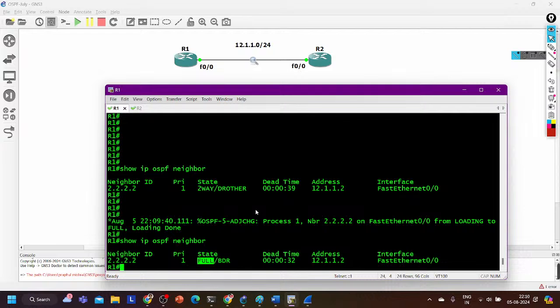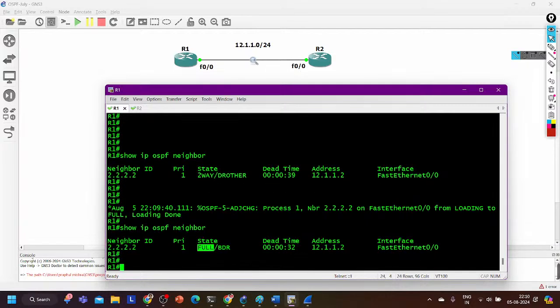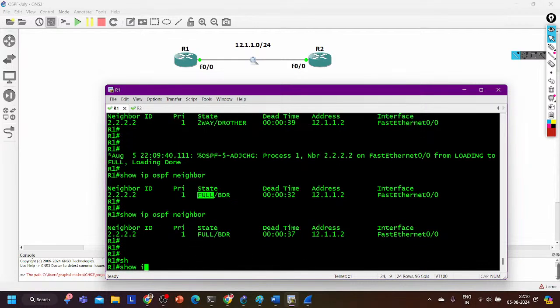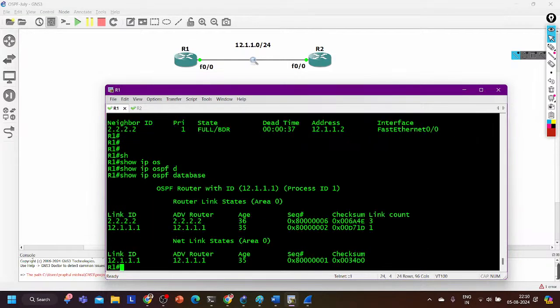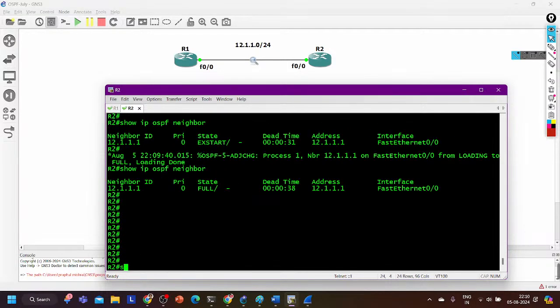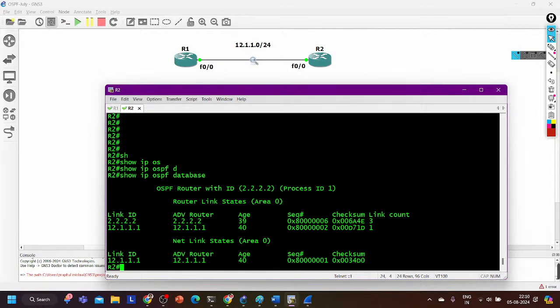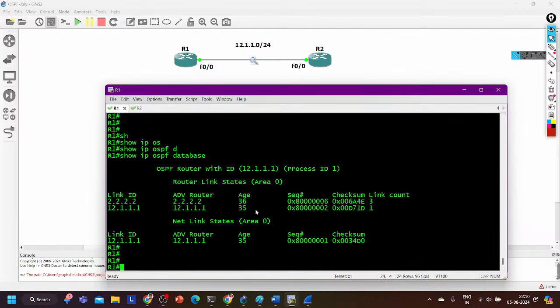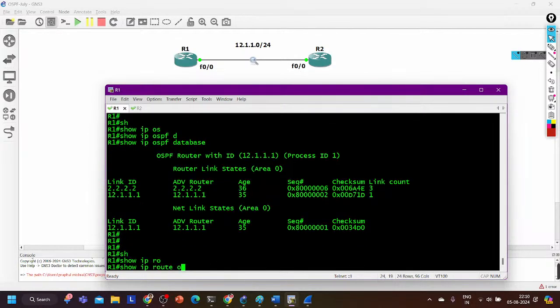On both routers, what network type should you configure? Point to point. As I told you, if two routers are directly connected with each other, the network type should be point to point. So in this scenario, both routers have neighborship and show IP OSPF database, the database is also similar.